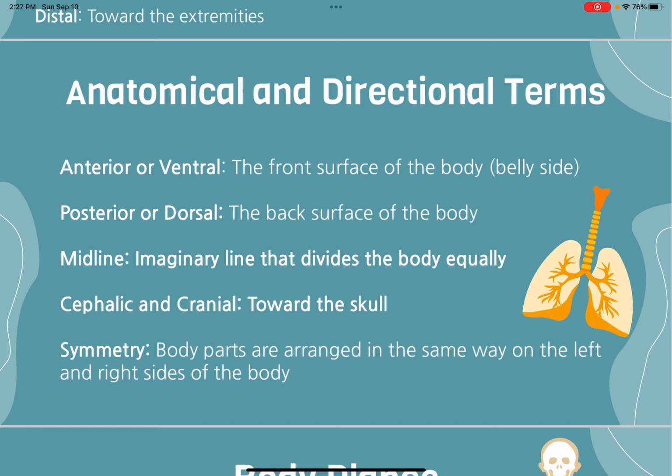Midline is an imaginary line that divides the body equally. Cephalic and cranial mean toward the skull, and symmetry means that body parts are arranged in the same way on the left and right sides of the body.